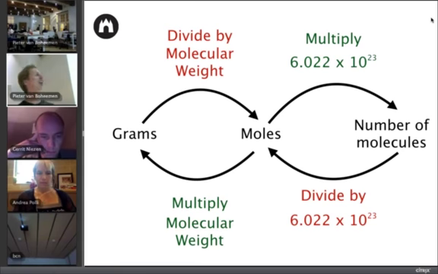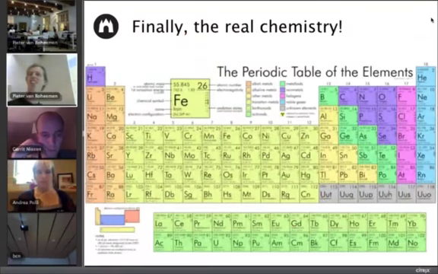And if you want to know how many grams 1 mole of sugar is, then you have to multiply it by the molecular weight. And the molecular weight of a molecule, now we're getting really interesting stuff, is of course derived from the periodic table. So yes, finally we're there. Real chemistry. We thought it was going to be about biology, but we're just going to talk about chemistry now.